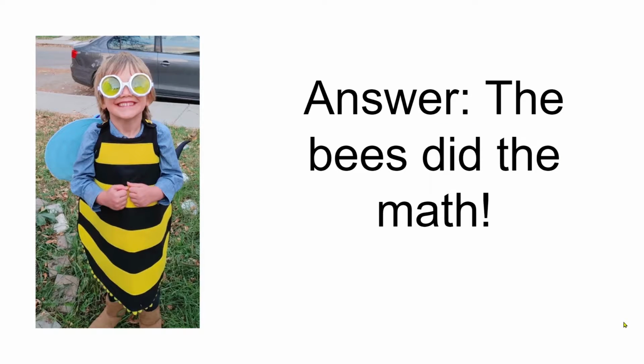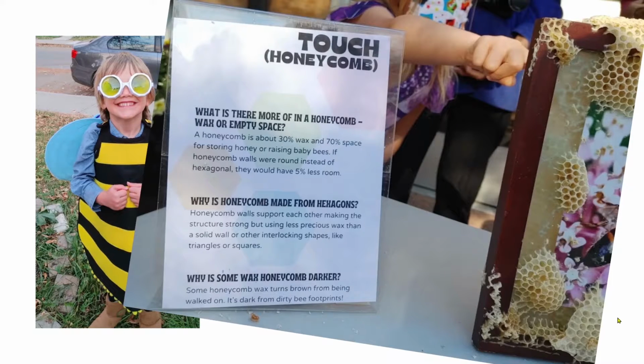The answer is that the bees did the math. It turns out that the honeycomb is about 30% wax and 70% space for storing honey or raising baby bees. If the honeycomb was round instead of hexagon, it would have 5% less room.